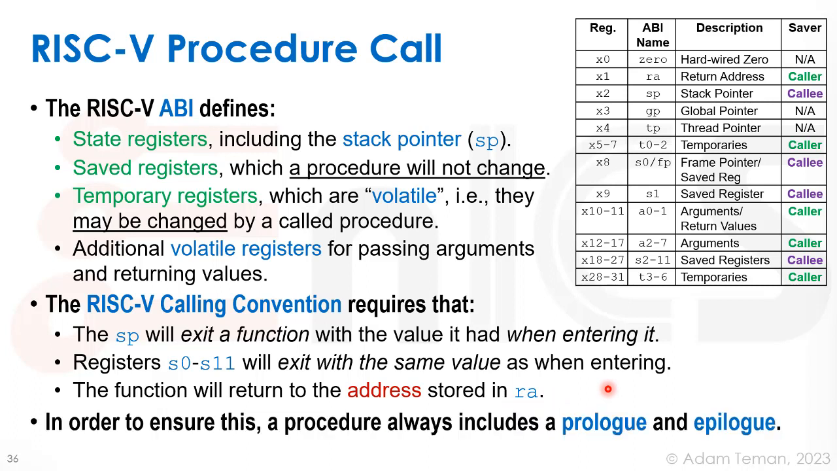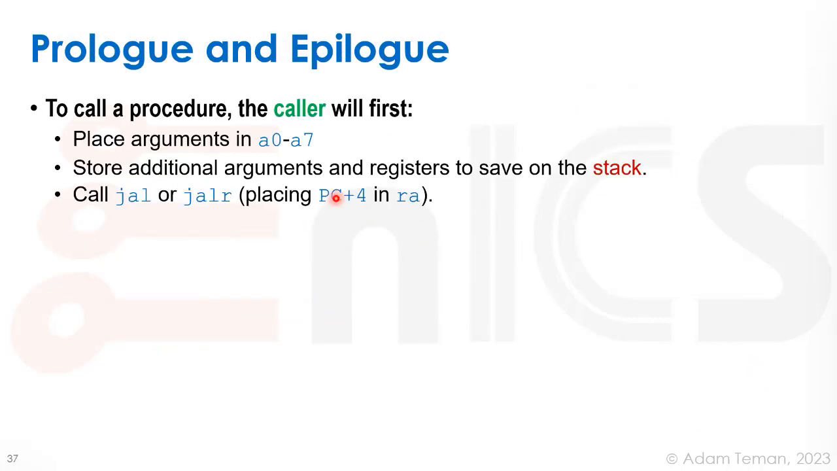Okay, and in order to ensure this, a procedure will always include something that we call a prologue and an epilogue that we'll see now. So to call a procedure, what the caller will do, this is the external function that's calling the procedure, first of all, it's going to place the arguments in A0 to A7. If that's not enough, then it's going to place additional arguments onto the stack.